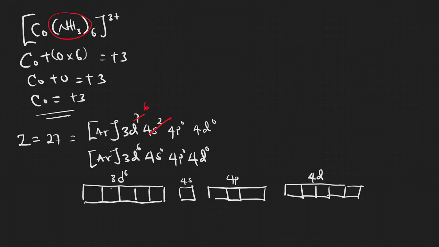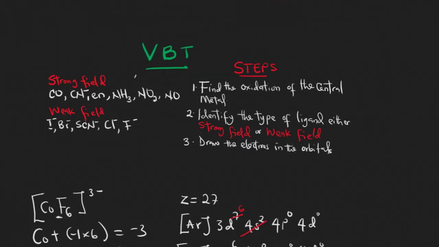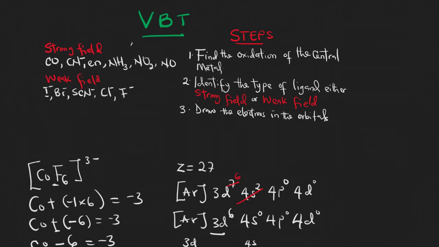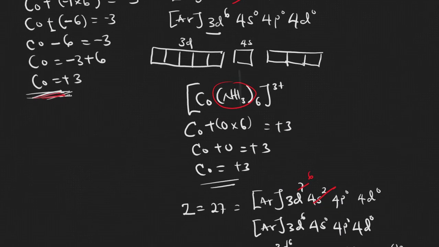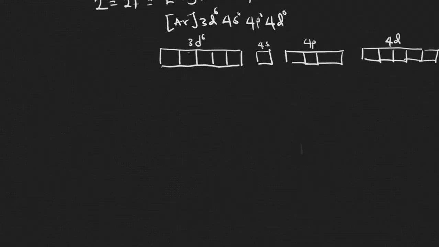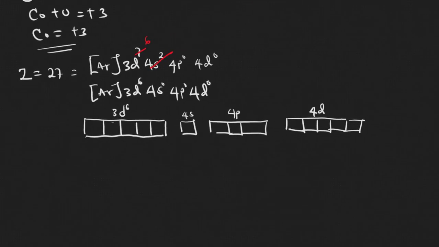Now, remember that we're going to check what type of ligand this is. It's a strong field ligand. That means it's going to force the pairing of the electrons. So in this case now, we're going to have something like this. 6 electrons will be 1, 2, paired at the same time, 3, 4, 5, 6.